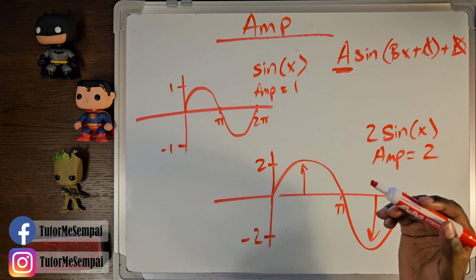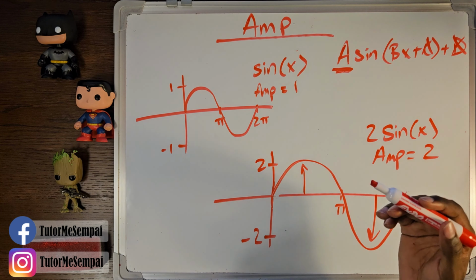So if we had, instead of 2 here, if we had 5, well, our amplitude is going to be 5. And our max is now going to be 5, and our min is now going to be -5. Amplitude just stretches or shrinks. Now, you've seen it stretch. You haven't seen it shrink yet.